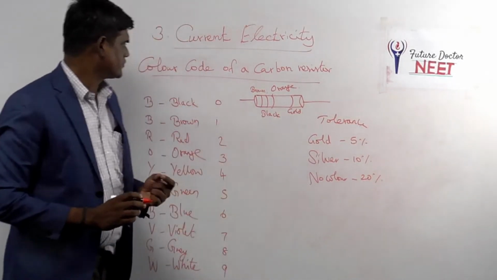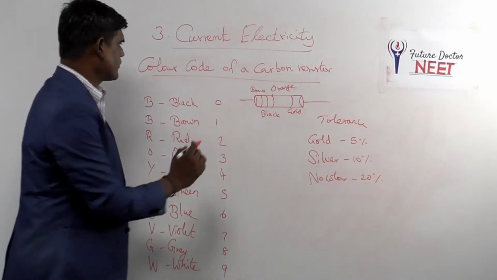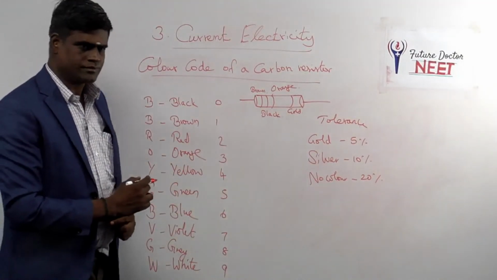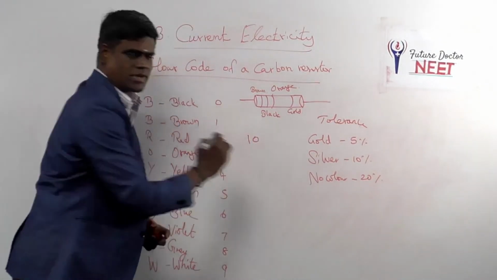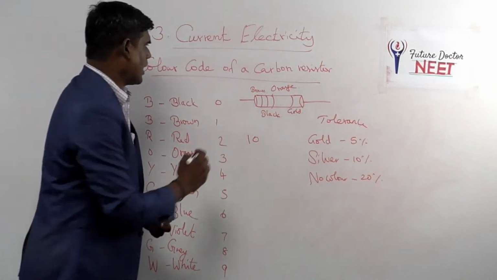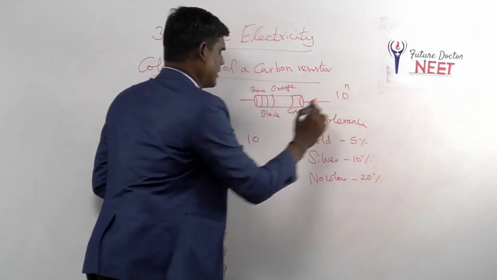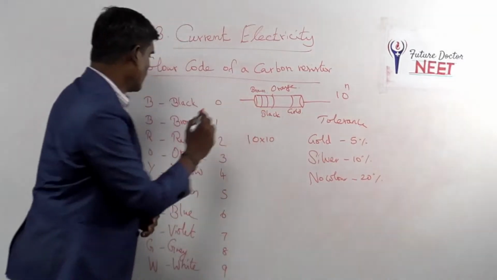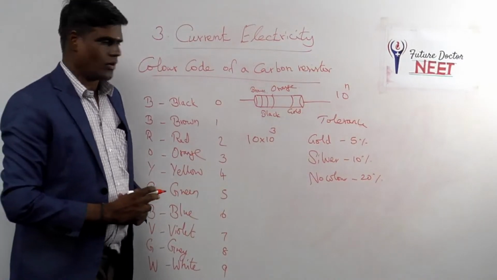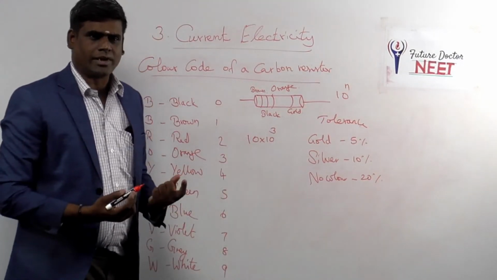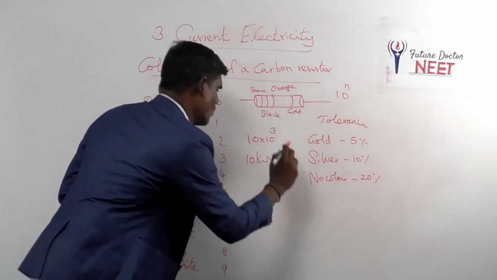Okay. Then the first 2 rings are 2 significant figures. That is brown. For brown, what's the number? 1. Black? 0. So these are 2 significant numbers. Okay, 10. And the third digit is 10 power n. So into 10 power orange. For orange, what is the number? 3. So 10 power 3. So 10 into 10 power 3, that is called 10K ohm. 10,000 ohm. We will say this as 10K ohm.